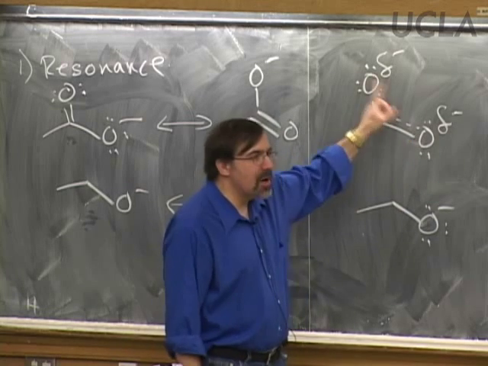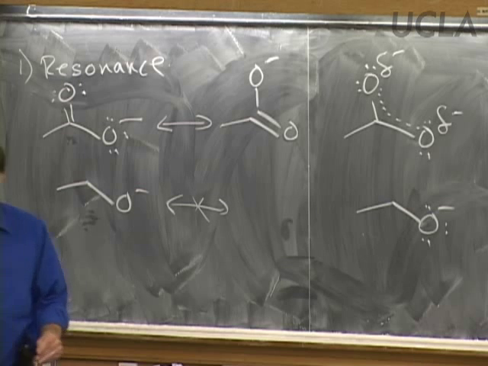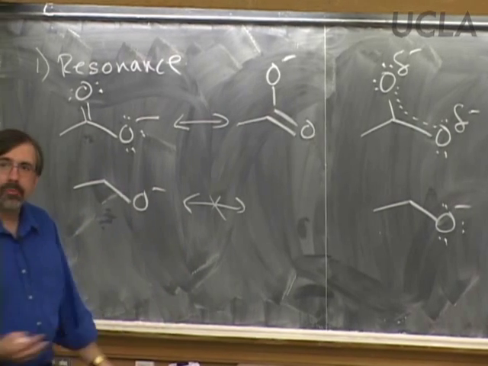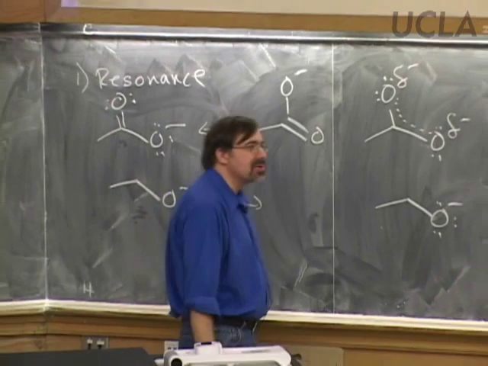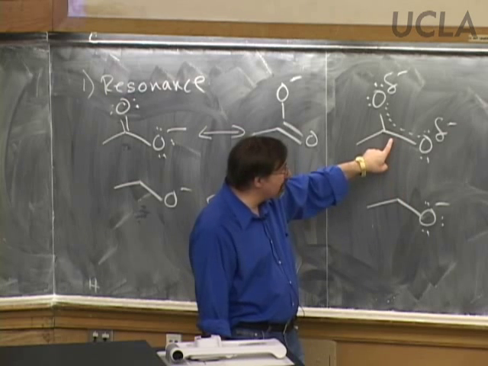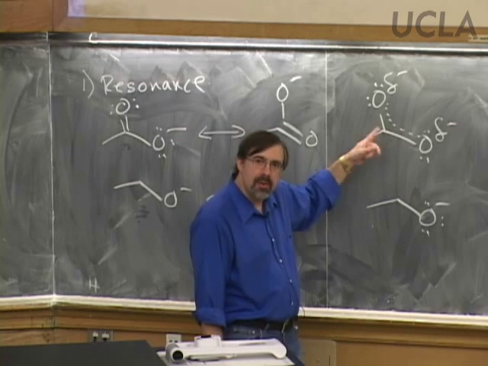Up here, the electrons that we would share, the pi bond electrons, let's say, are in a bigger place. They have more oxygens to run around on. So where do you think the electrons are happier? In acetate ion or in ethoxide? Top case, happier, or bottom case, happier? Top case, happier. More space to run around in.